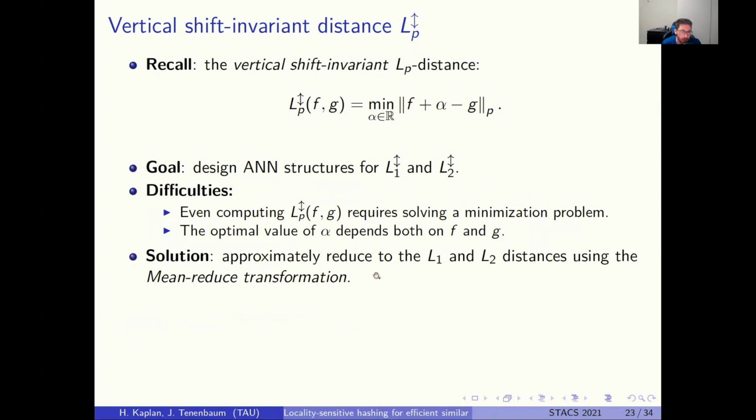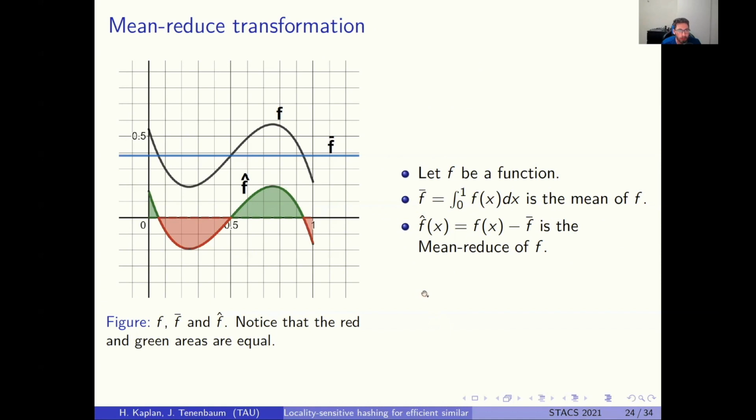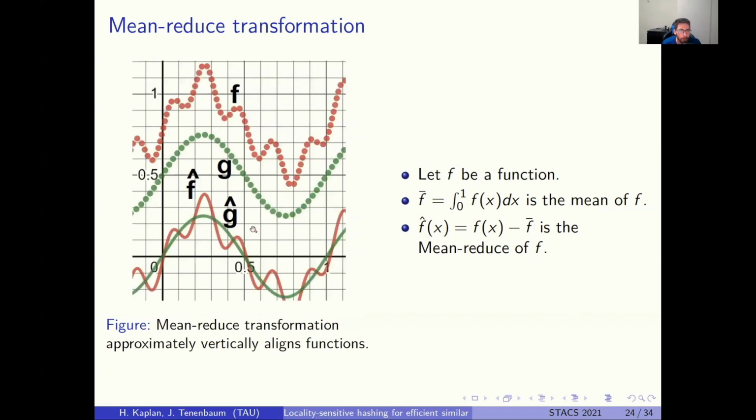Our solution is to approximately reduce the vertical shift invariant distances to regular L1 and L2 distances using what we call the mean reduced transformation. To define it, let f be a function and let f bar be its mean. We define the mean reduce of f to be the function minus its mean, denoted by f hat. This is this function. Notice that since the mean reduce of f has mean 0, the green and red areas are equal.